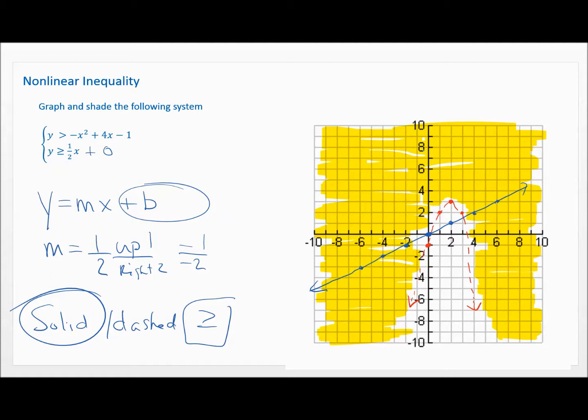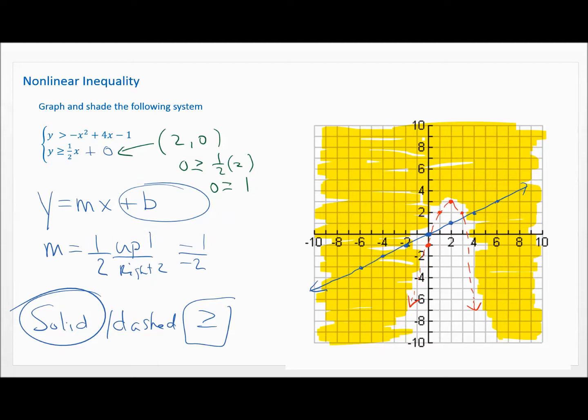You could also test a point. Now you can't test 0, 0, right? Test something above the line. For example, let's test in green 2, 0. We're just going to test 2, 0, and again into the second equation. Is 0 greater than or equal to 1/2 times 2? Is 0 greater than or equal to 1?